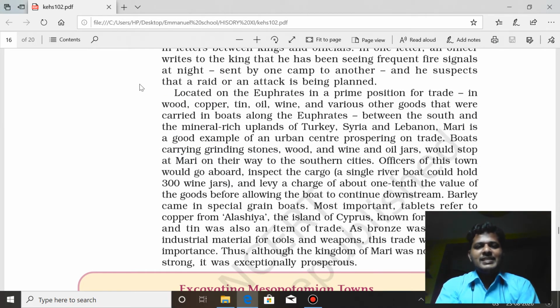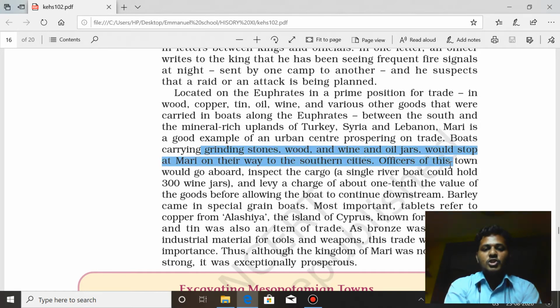So it is for this reason that Mari is considered to be the trading town in the pastoral zone, because it is located on the banks of River Euphrates, and all the boats that travel between the south and the mineral-rich uplands of Turkey, Syria, and Lebanon have to stop in Mari. Why do they have to stop? Because boats carrying grinding stones, wood, wine, and oil jars would stop at Mari on their way to southern cities, and officers of this town would go aboard.